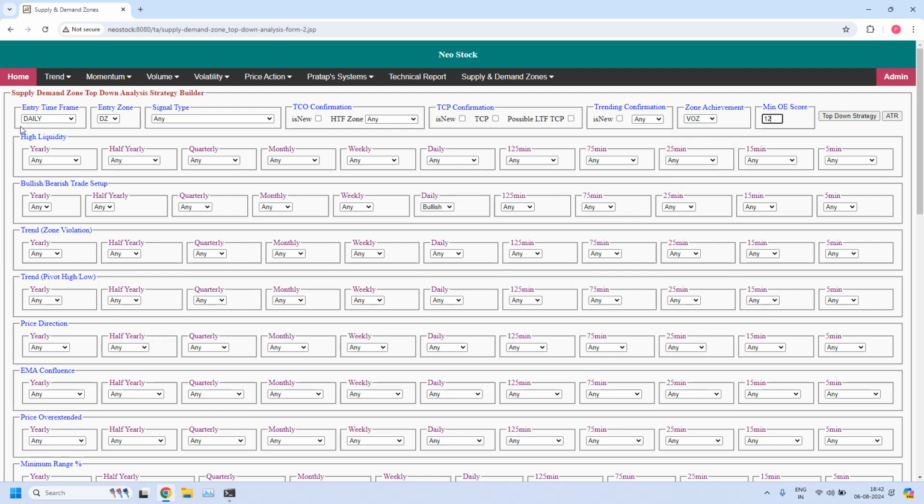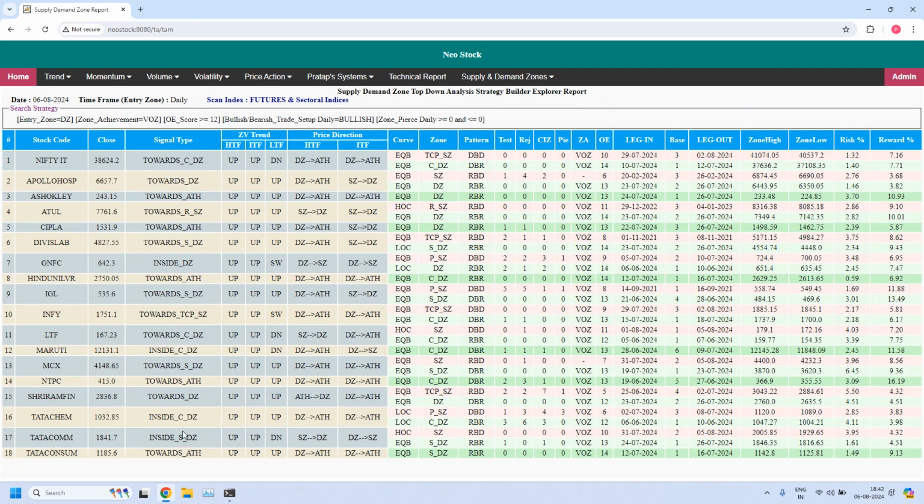Now all the three filters are applied to daily demand zone. So with these filters, I am generating the filtered list. So total 18 stocks are filtered which are supporting bullish trade setup for monthly income trade.